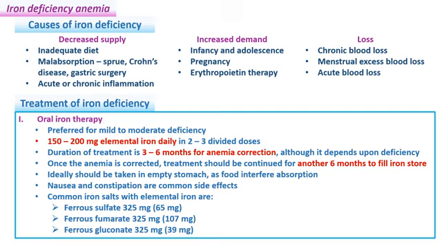Ideally should be taken on an empty stomach as food interferes with absorption. Nausea and constipation are common side effects. Common iron salts with corresponding elemental iron: ferrous sulfate 325 milligram contains elemental iron 65 milligram, ferrous fumarate 325 milligram, elemental iron 107 milligram, ferrous gluconate 325 milligram, elemental iron 39 milligram.